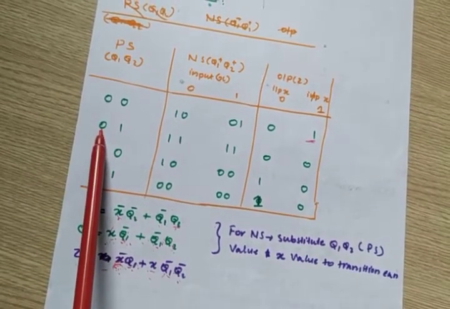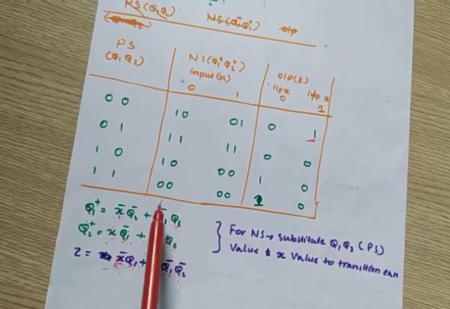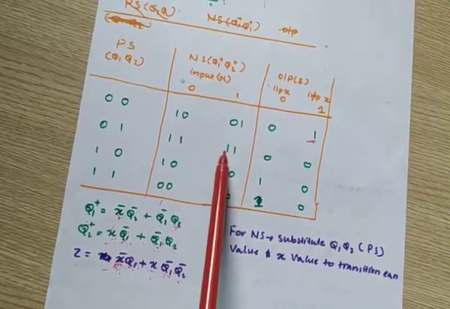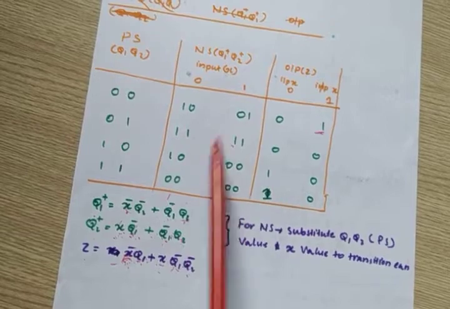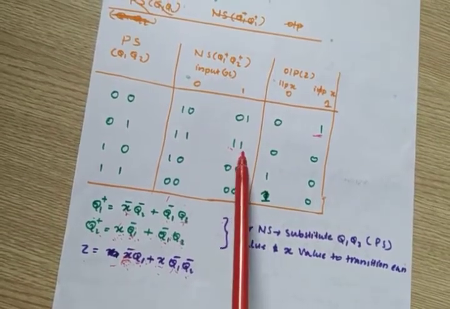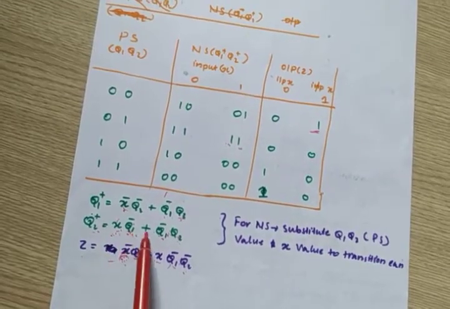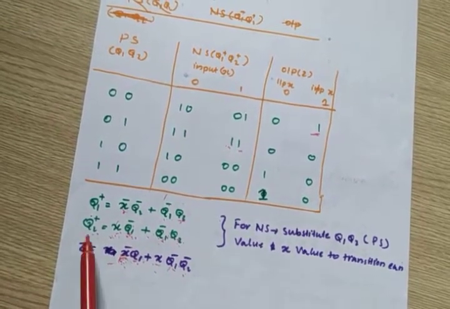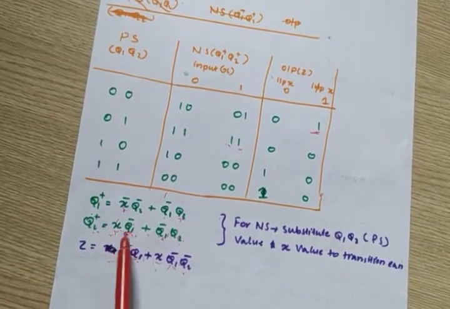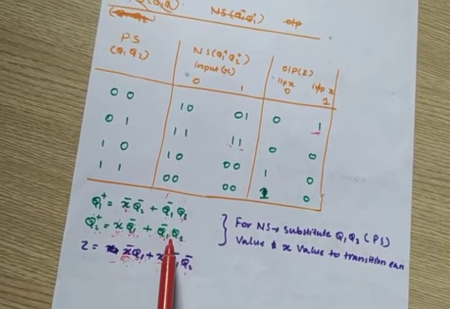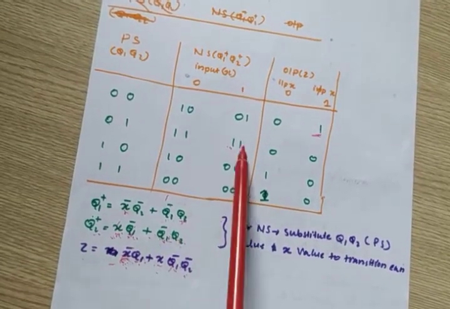Q1 bar, Q1 is 0, so Q1 bar is 1, Q2 is 1, 1 into 1 is 1, so 1 plus 0 is 1, that's why it is 1 here. Now what about Q2? Next you have to find out the next term also. Q2 is x Q1 bar plus Q1 bar Q2 bar, x is 1, so 1 into Q1 bar, Q1 is 0, so Q1 bar is 1, 1 into 1 is 1, plus again 1, Q1 bar is 1, Q2 is 1, so 1 plus 1 is 1, that's why it is 1.